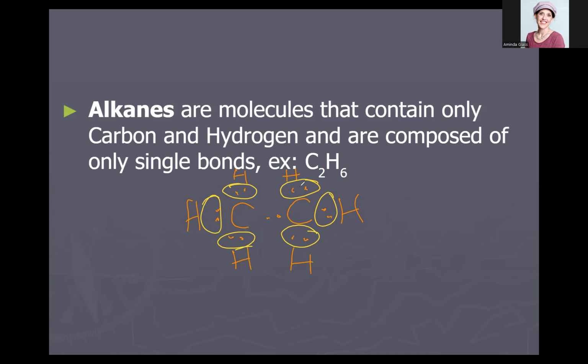Now let's look at how many each carbon has. This has 2, 4, 6, 8. So this carbon is good. This one has 2, 4, 6, 8. So this carbon is good as well. So now we have our Lewis dot structure, and we can see that they all have single bonds. Here's a single bond, single bond, single bond, single bond. Single bonds only have 2 electrons.